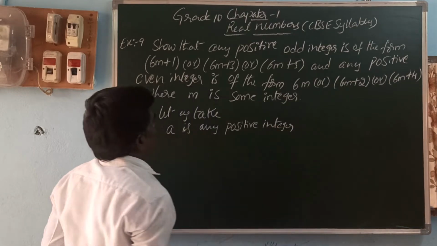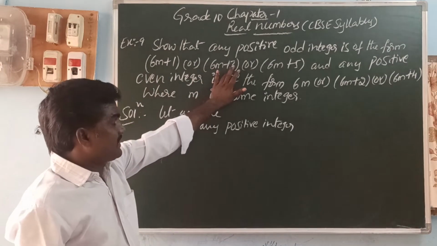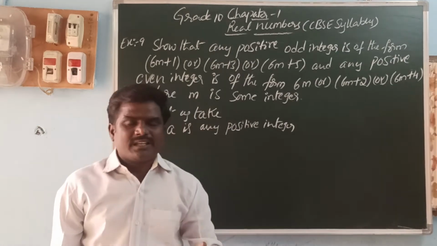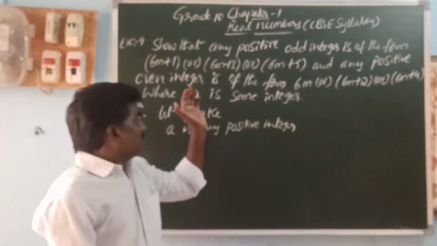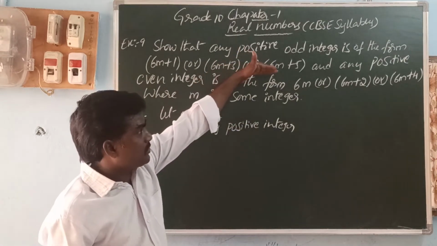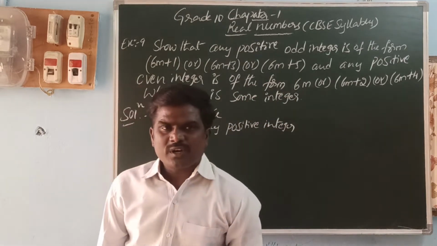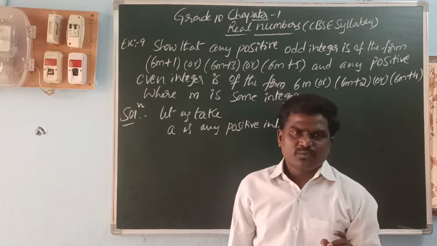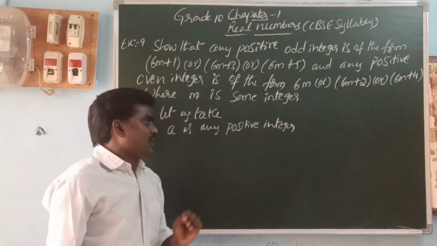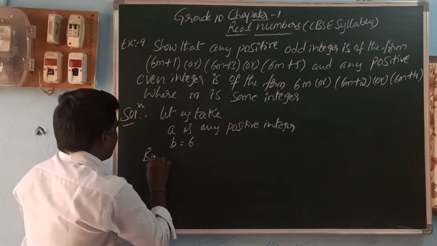Here they are asking that any positive odd integer is of the form 6n plus 1, 6n plus 3, 6n plus 5. That means when these numbers are divided by 6, the remainder is 1, 3, 5. We can show that these are odd integers and these are even integers. Odd integer means a number which, when divided by 2, the remainder is 1. Even integer means a number which is a multiple of 2. So here the divisor is 6. How can we prove this? By using Euclid's division lemma.